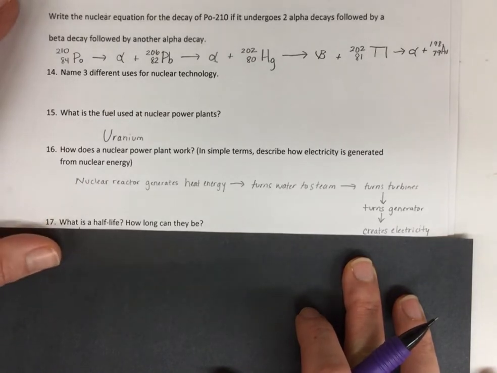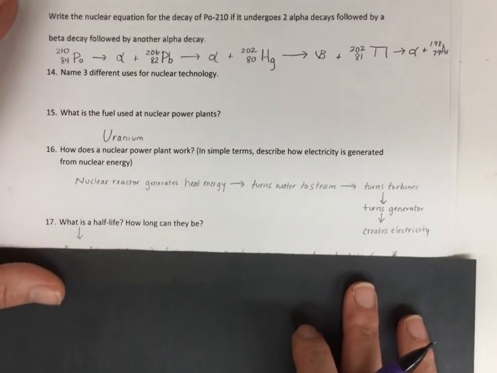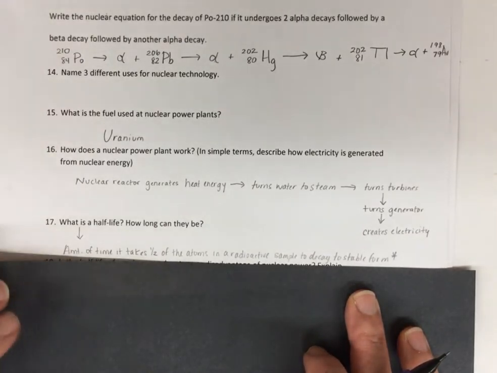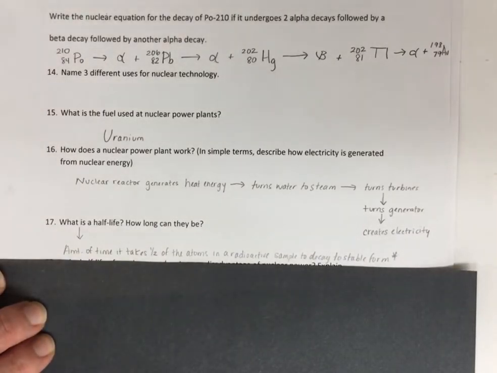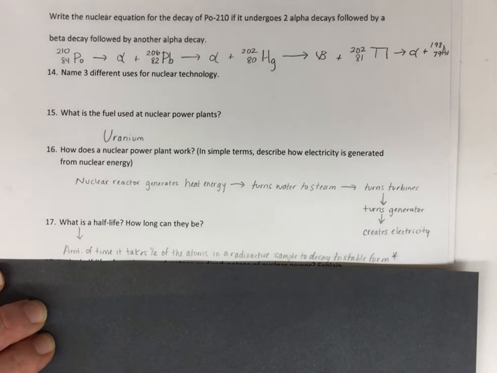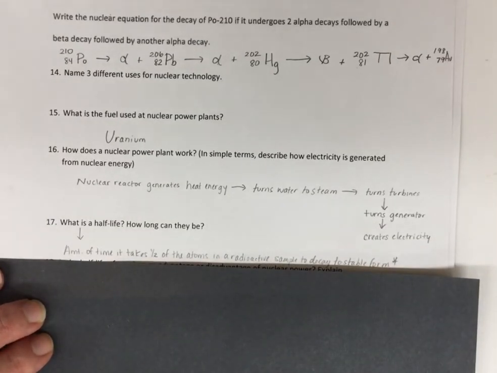For number 17, what is half-life and how long can they be? Well, half-life is the amount of time it takes half of the atoms in a radioactive sample to decay to a stable form. And then how long can they be? In your notes, it talked about how it could be fractions of a second all the way up to billions of years.